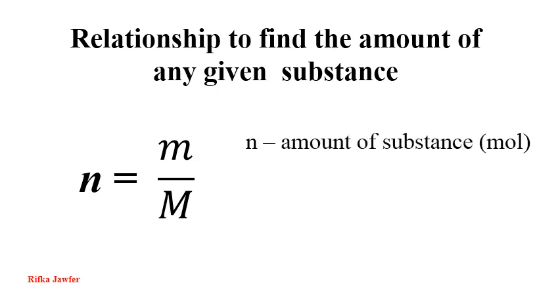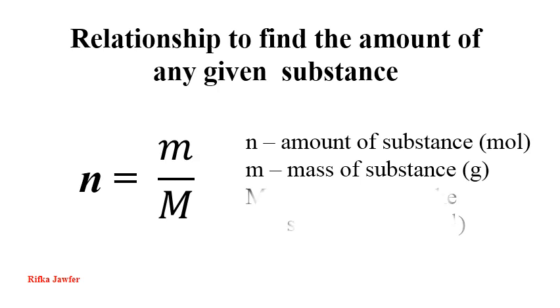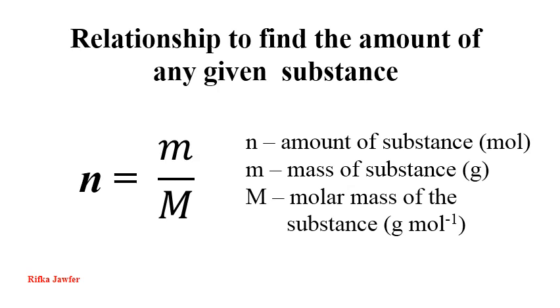We have a simple relationship to find the amount of any given substance. It is n = m/M, where n represents amount of substance in moles, small m represents mass of the substance in grams and capital M represents the molar mass of the substance in grams per mole. Let us work out some questions.